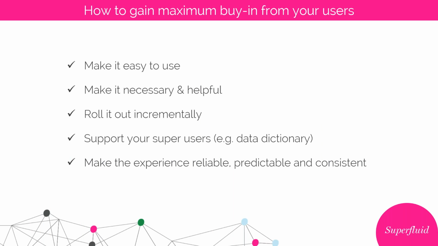So to get maximum buy-in, you've got to make it easy to use. We've spoken a little bit about that, but taking this iterative approach definitely helps in terms of the ability to ring fence the use cases and the user groups, and doing this in an incremental way will help you to grow that out in a controlled manner so that you can get the buy-in, you can do it slowly. You don't necessarily have to dump everything on top of people all in one go. Make it necessary and helpful.